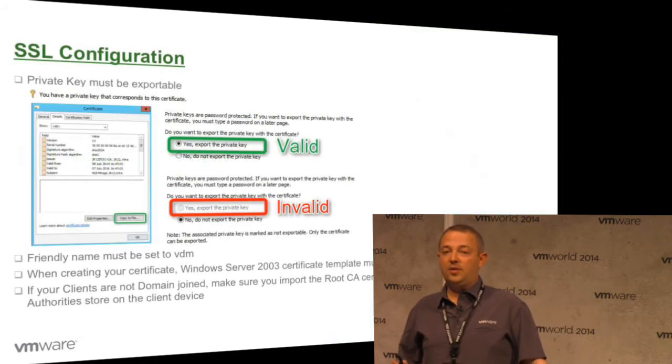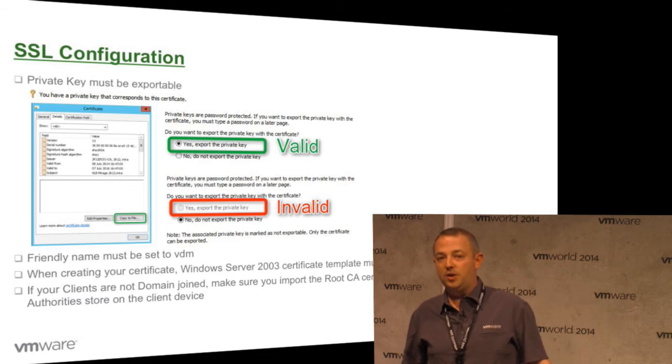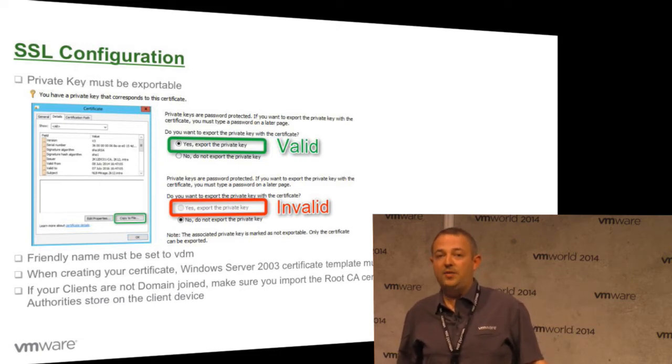For the SSL configuration for View, you need to make sure that the private key is exportable. So when you configure your own SSL certificate, you just need to open the MMC and show the certificate on your connection server. You just need to double click on your certificate, and then you will see from there whether or not the private key is exportable. If it's not exportable, it won't work. It's a requirement. The private key has to be exportable.